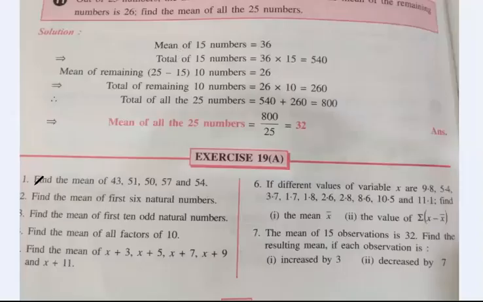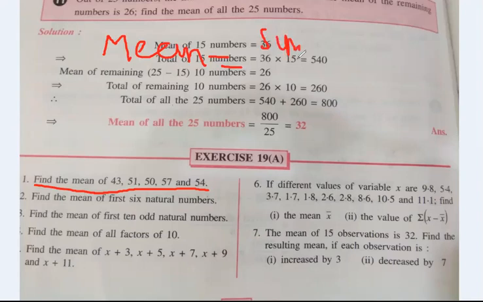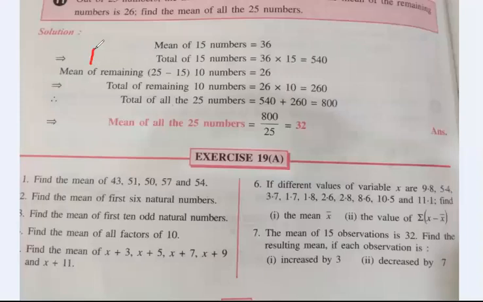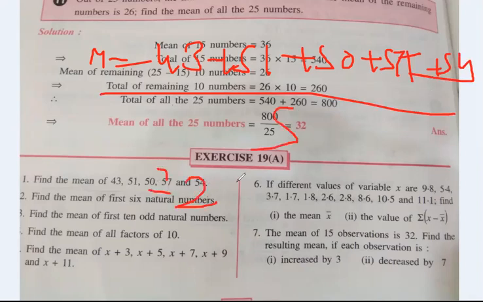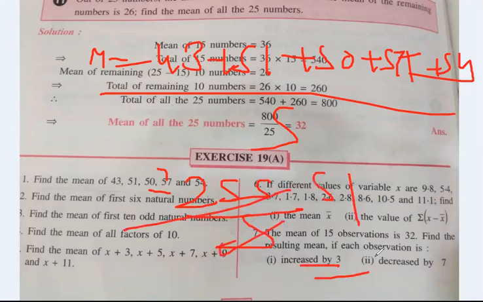Sum number 1. Find the mean of 43, 51, 50, 57, 54. Here, you know the mean formula. Mean is equal to sum of observations by number of observations. So, mean is equal to 43 plus 51 plus 50 plus 57 plus 54 by total observations 5, which is equal to 255 by 5, which is 51. Answer is 51.